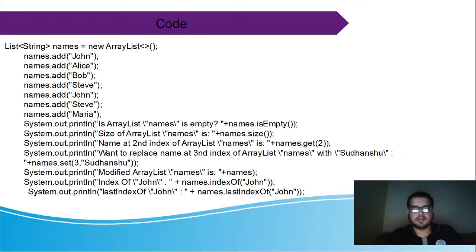And in the fourth println function, if I want to replace the third index with my name Sudhanshu, I use name dot set 3 comma Sudhanshu. So it will replace Steve at index 3 with Sudhanshu. Now I have printed the modified array list to see whether the changes occurred or not. And if I want to see the first occurrence of John, I use indexOf, and if I want the last occurrence, I use lastIndexOf.